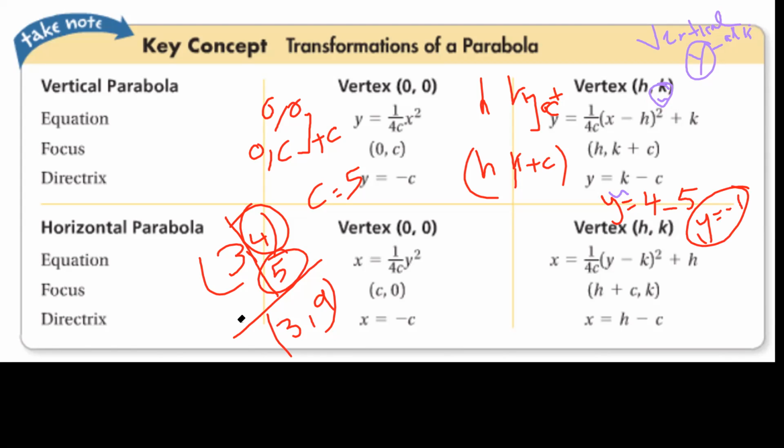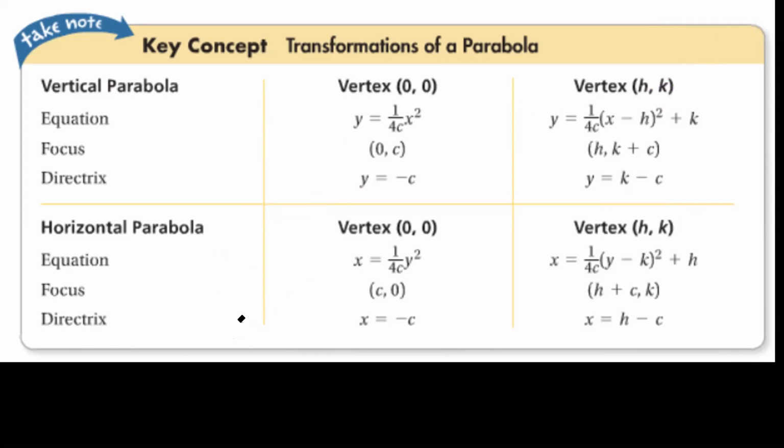If the vertex is hk, the focus will change, as I told you, and the directrix also will change. Now, the equation also will change too. How will it be now? The equation now, look here, it is 1 over 4c, but not x. This x here means x minus h squared plus k. The formula is y equals 1 over 4c times x minus h squared plus k. But since here the vertex is 0, 0, it will be cancelled. So it stays only y equals 1 over 4c x squared.